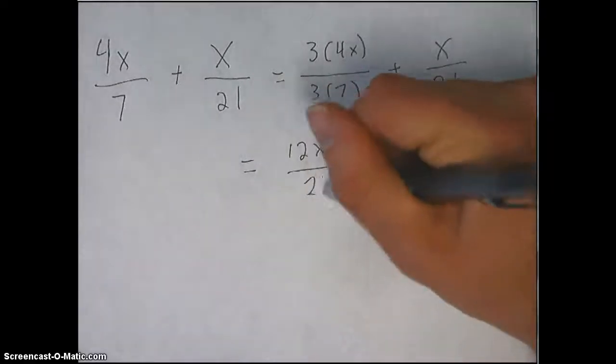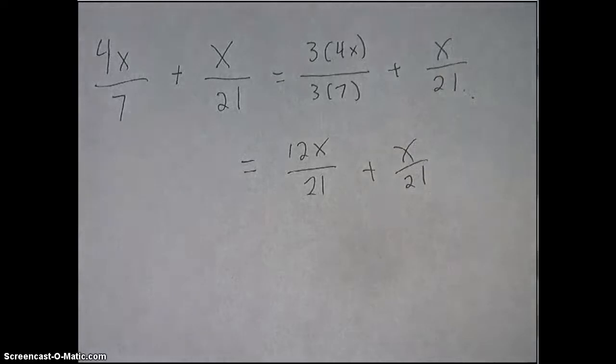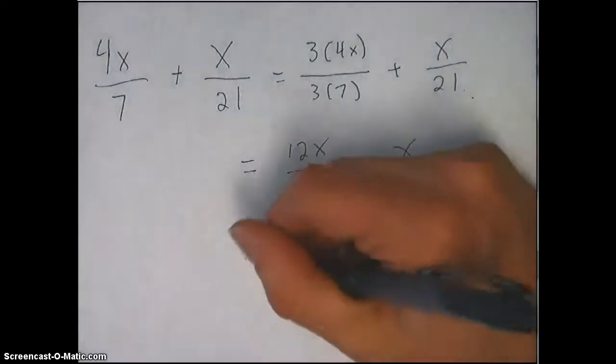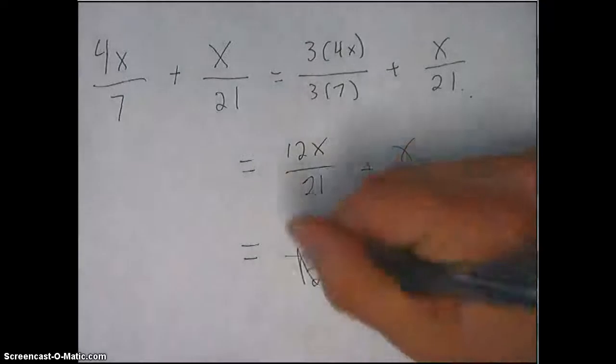So when I combine them, that means I'm going to have 12x over 21 plus x over 21. Now I'm ready to write them on the same fraction here. They're both over 21 now. Make that a straight line.